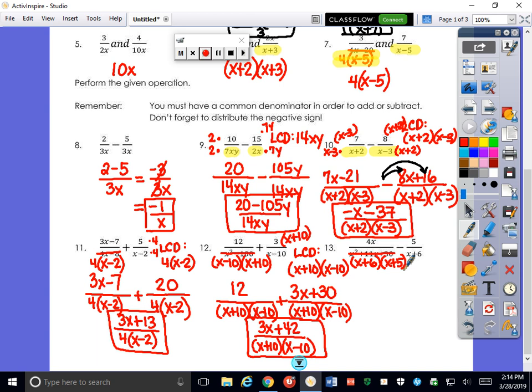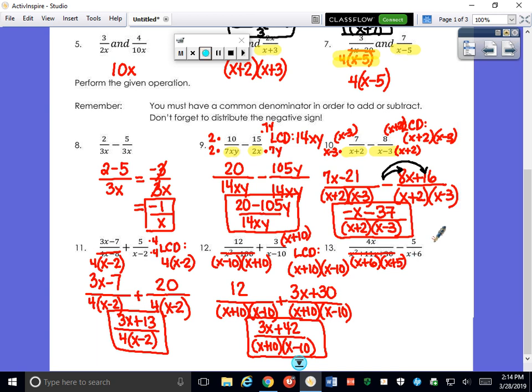So my LCD has to have x plus 6 and x plus 5 for sure. When I go to my second denominator, it already has an x plus 6, so I don't need to do anything there. So I need to make both of these denominators become the LCD. The first denominator is already the LCD, so I'm going to leave that numerator alone. The second denominator is not the LCD. It's missing an x plus 5.